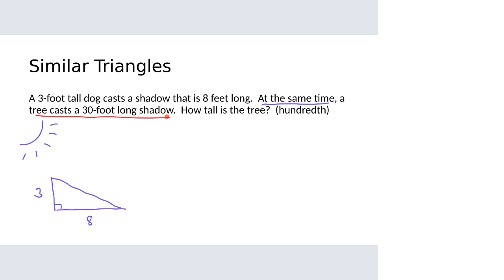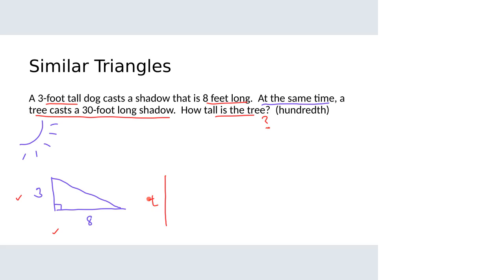Okay, 3-foot tall dog, 8 feet long shadow. All right, I'm going to make a picture of that over here. And then at the same time, the tree casts a 30-foot long shadow. How tall is the tree? That's the thing I don't know. That's what I'm trying to find. So I don't know how tall the tree is.